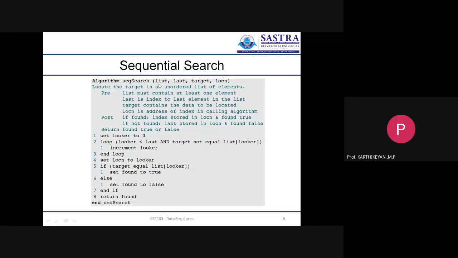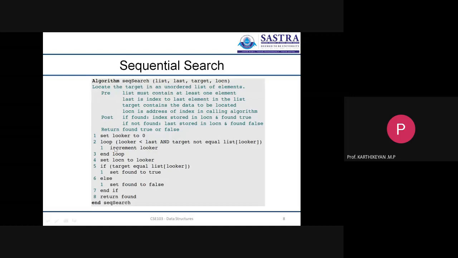The input array must contain at least one item. Okay, and last is the index of the last element in the list. And target contains the data to be searched. And finally LOCN, location, is the address of the index. Suppose the target value is found in the list, its index value we are going to store in the LOCN. Post condition, once the algorithm has successfully executed, what are we going to get? If the element is found, the index of the searched element is stored in location and returns true. If the element is not found, we'll return false. Okay, what is the return value at the end? Found means true, otherwise false.